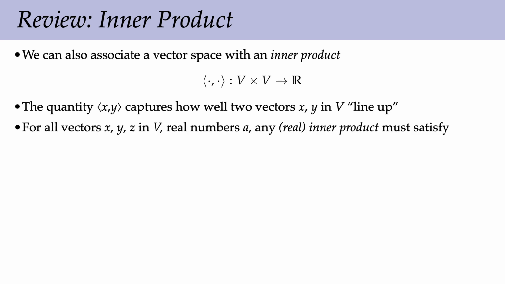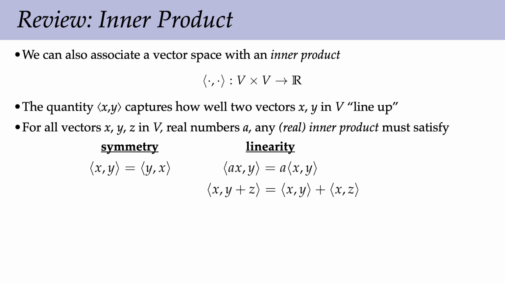More precisely, for all vectors x, y, z, and v, and real numbers a, any real inner product must satisfy a symmetry property: x inner product with y is equal to y inner product with x. Linearity: if I scale x by a factor a, that's the same as scaling the inner product. If I add two vectors in one of the arguments of the inner product, that's the same as taking two separate inner products and adding them together. And positivity: an inner product of a vector with itself is non-negative, and it's 0 only if x is equal to 0. Okay, yet another list of rules.